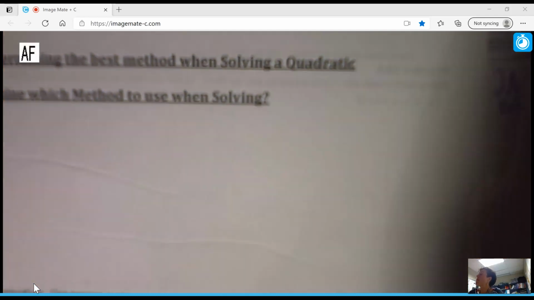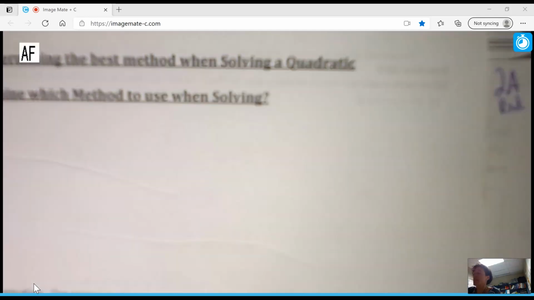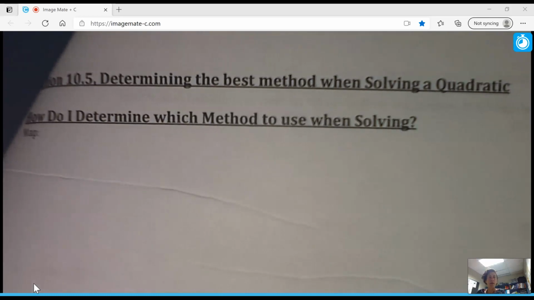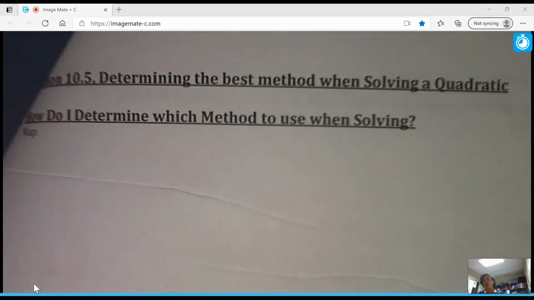And so now that we've been introduced to all the different ways to solve, let's get that a little more focused. Now that we've been introduced to all the ways to solve, we're going to have to figure out which method to use when given a certain problem.